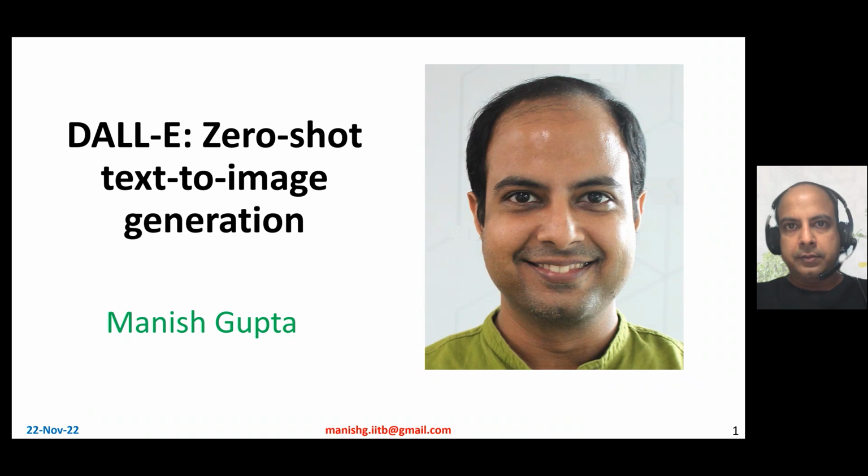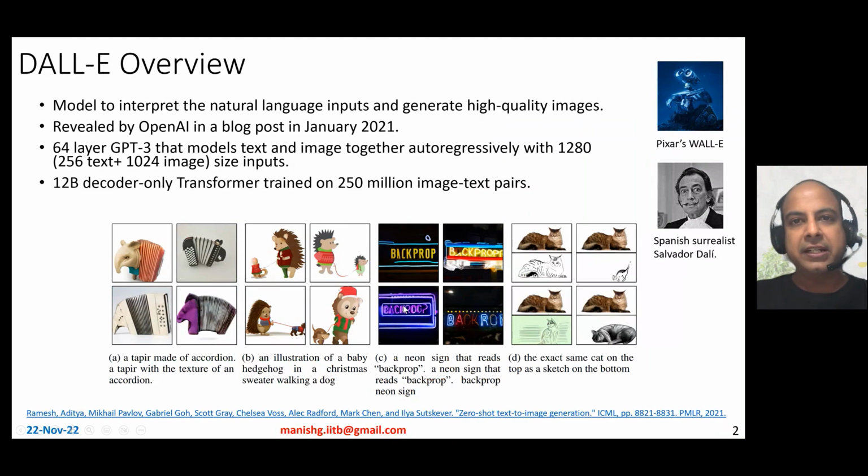Hi, my name is Manish Gupta, and in this video, I'm going to talk about DALL-E, which is a zero-shot text-to-image generative model. So let's start with a quick overview of DALL-E. It's a model to interpret natural language inputs and generate high-quality images. In some ways, you feed a caption as input, and it provides an image suitable to the caption.